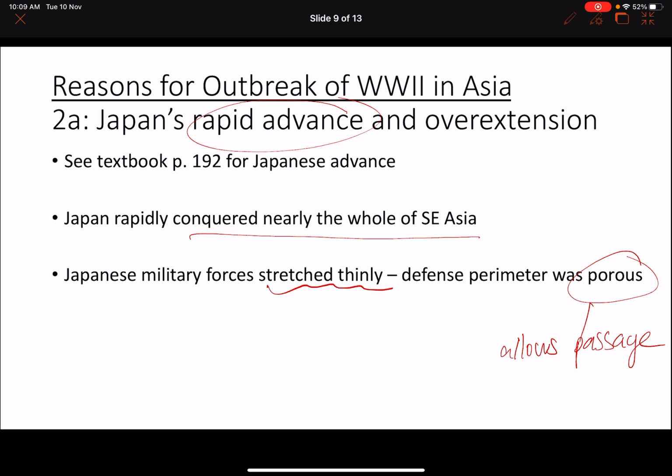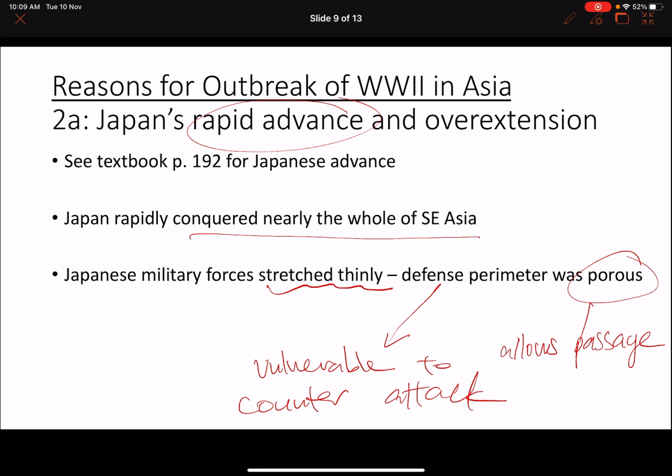Because the defense perimeter was porous, what is the implication? They are vulnerable to counterattack, specifically the American counterattack. So don't just say the defense perimeter was porous. You must tell me, remember, we're talking about why Japan lost the war, right? Therefore, because they're vulnerable to counterattack, what is the effect? The US can take advantage, and therefore win the war. We're going to talk more about that. So my point here, I want you to remember that you need to keep making the connections.